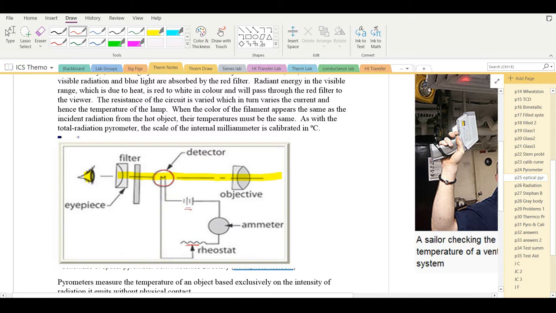With more current going through the filament of the light bulb, it glows brighter. With less, it glows redder and less bright. And so the operator would adjust the rheostat until the color of the filament was the same as the color of the incident light, and then would look at the handle of the pyrometer, and that dial that you turned was calibrated in degrees Celsius.